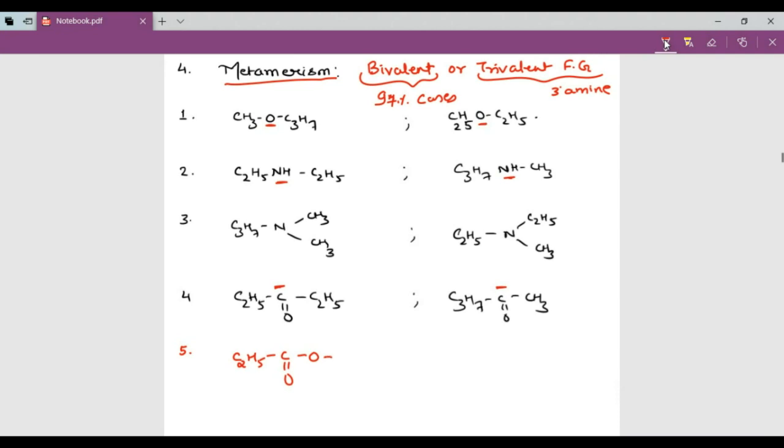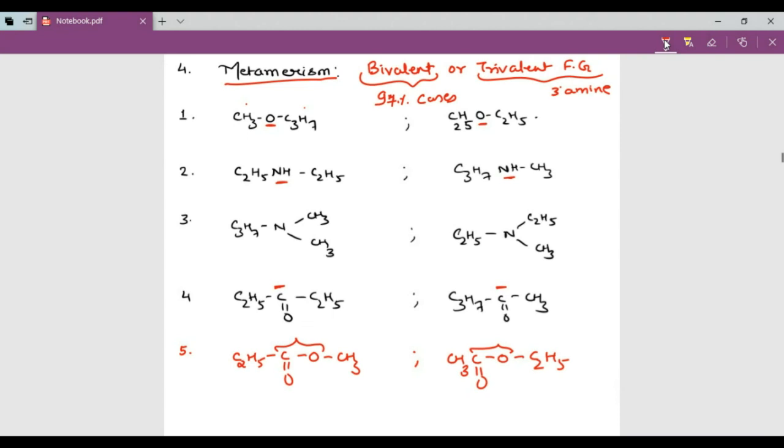C2H5COOCH3 and CH3COOC2H5, and you can see that the functional group is bivalent. So it is a characteristic of bivalent functional groups. Okay, the functional group is in between the long carbon chains. Correct? And the only criterion we need is a difference in alkyl sides, a difference in alkyl sides on the two sides of this bivalent atom.